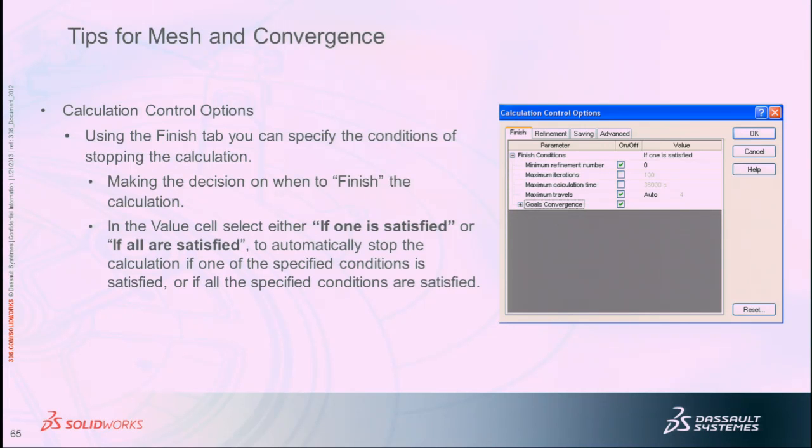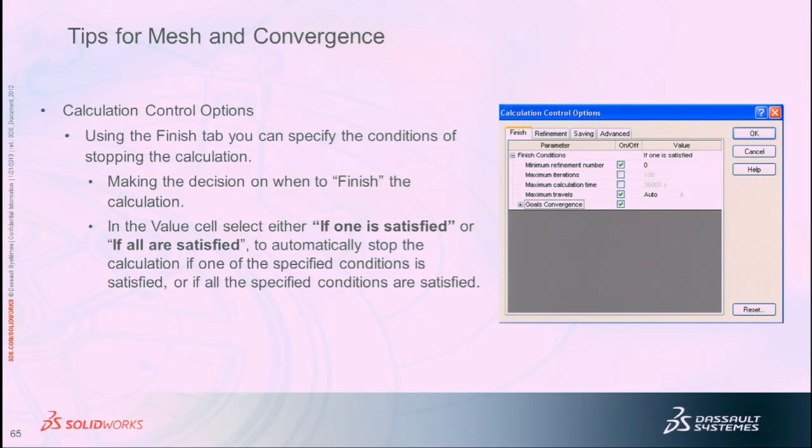Okay, in the Flow Simulation drop-down menu, there's something called the calculation control options command. The default, the very first one, and this should be in big red letters, is "if one is satisfied." So it means if one of these conditions below is satisfied, it's going to stop the solution and say it's finished. Okay, so this is a gray area, convergence. This is where you have to check, make sure your results look normal.